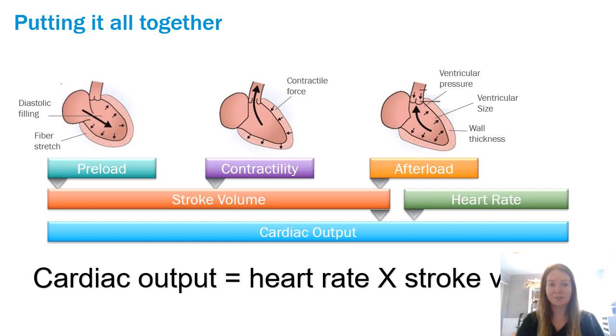So putting it all together, your cardiac output is made up of heart rate and stroke volume, and your stroke volume is made up of three things: preload, afterload, and contractility. And when you're looking at your numbers, understand that all of these variables are dependent on one another. The amount of preload can negatively impact your contractility, and the amount of afterload can impact your contractility. So you have to ensure that all variables are within their normal limits.